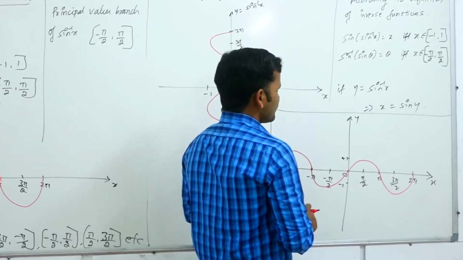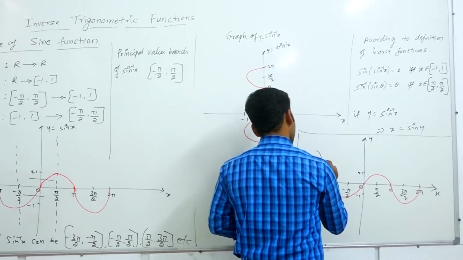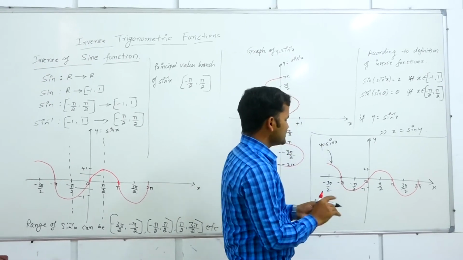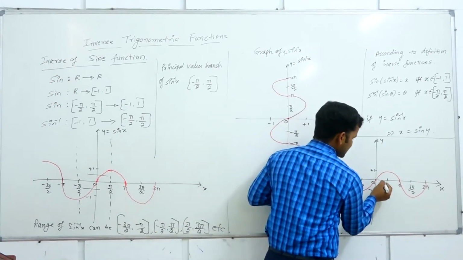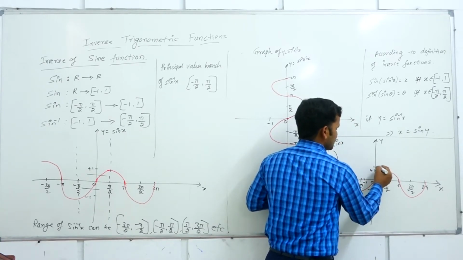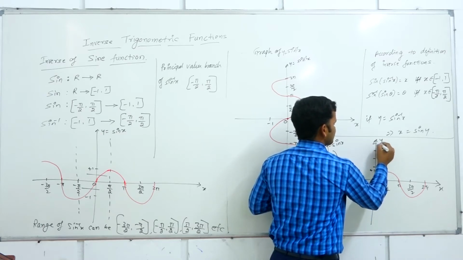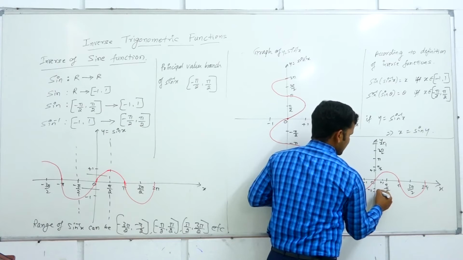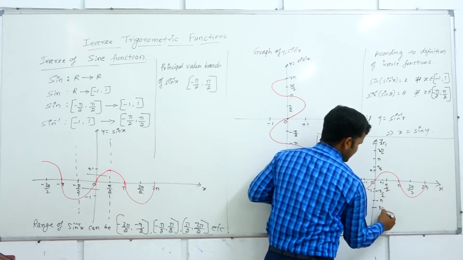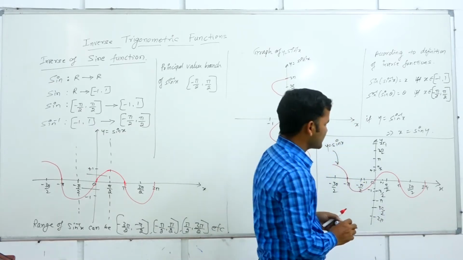If you draw the graph of y is equal to sine inverse of x on this, this is y is equal to sine x. We are drawing the graph of y is equal to sine inverse of x. For that, here will be plus 1 and minus 1, pi by 2, pi, 3 pi by 2 and 2 pi. This side minus pi by 2, minus pi, minus 3 pi by 2 and minus 2 pi. How will the graph of this be?